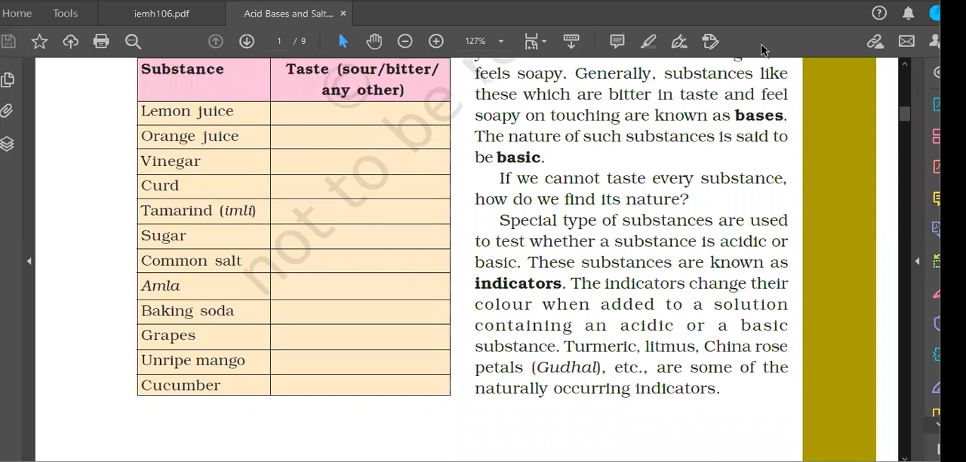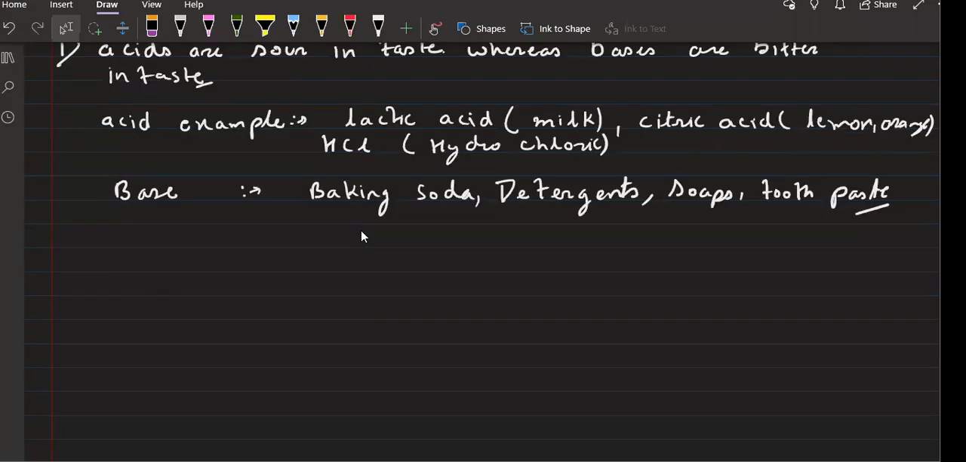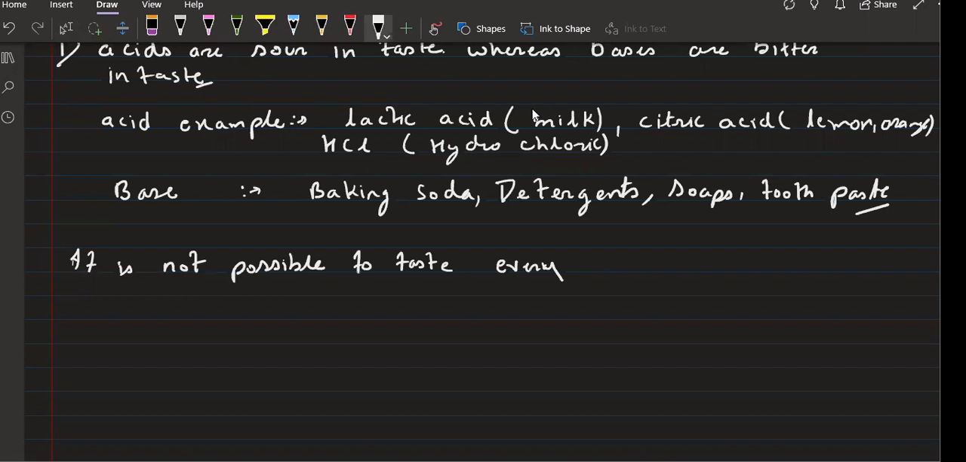Okay, very good. So we know that it is not possible to taste every acid and base for its identification, right? Then what? Tell me.